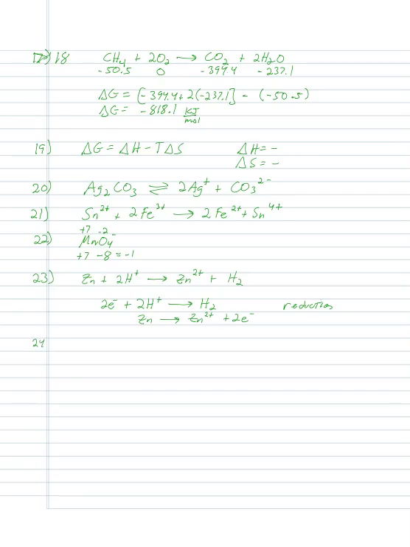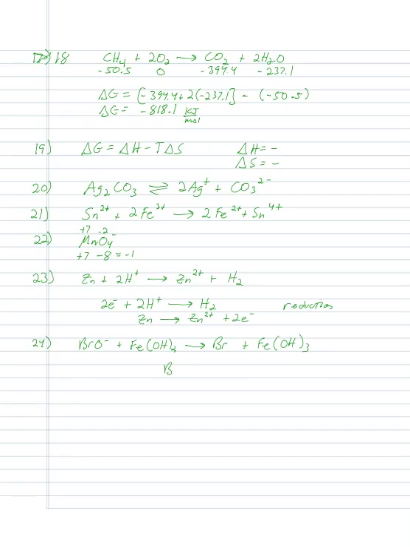24. So we just learned how to do this the other day. It says to balance this in basic solution. This is the worst basic solution balance ever because you don't have to do anything to balance it in base. It balances exactly the same as it would in acid, and you'll see why here. So we've got BrO- plus Fe(OH)2 goes to Br- plus Fe(OH)3.